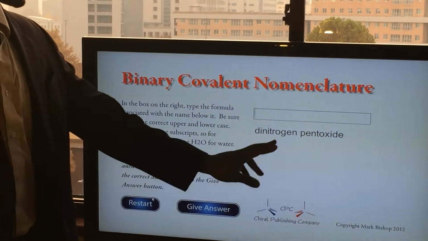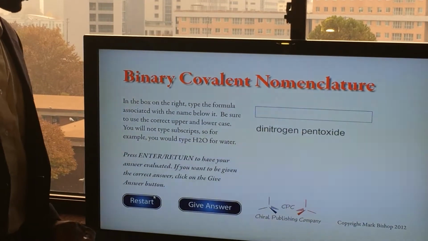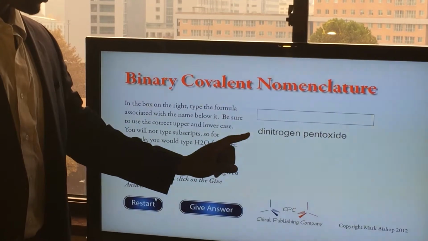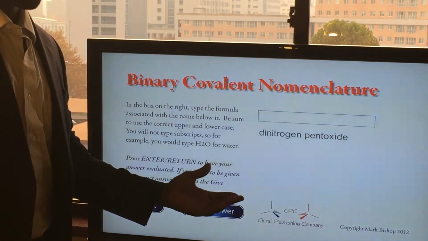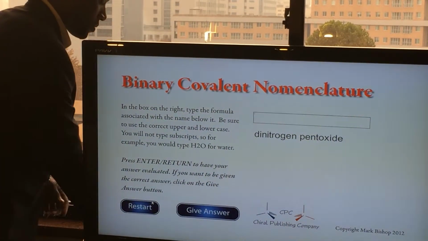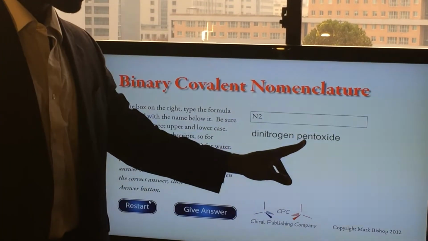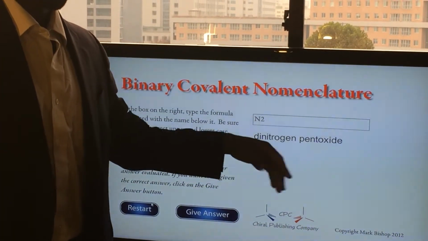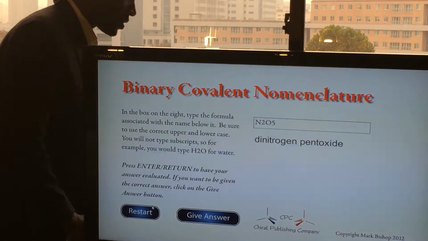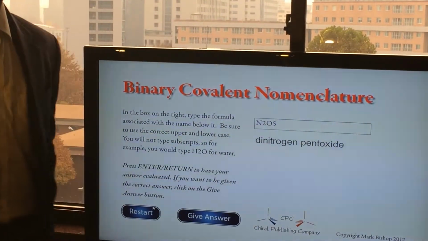So what do we know about nitrogen? Nitrogen is non-metal, right? So it's non-metal, and we can see that it has a prefix of 2. So we can apply that 2 to the subscript. And in this case, we have a prefix pent, that means 5-oxide. So based on the name alone, we can develop a chemical formula.